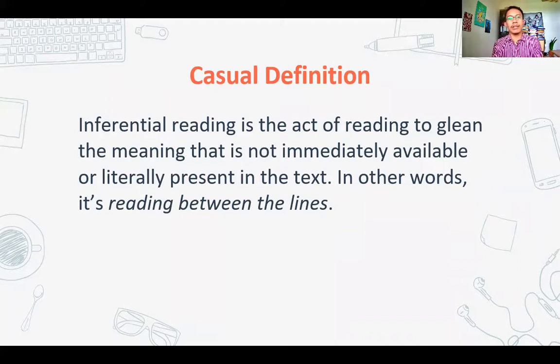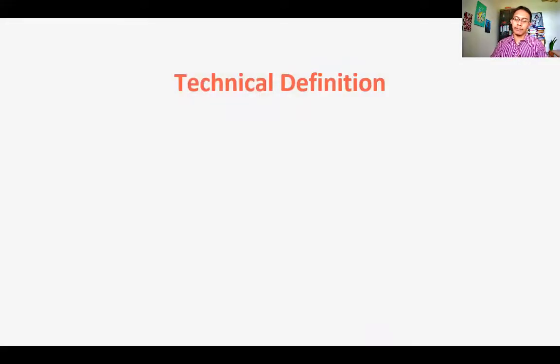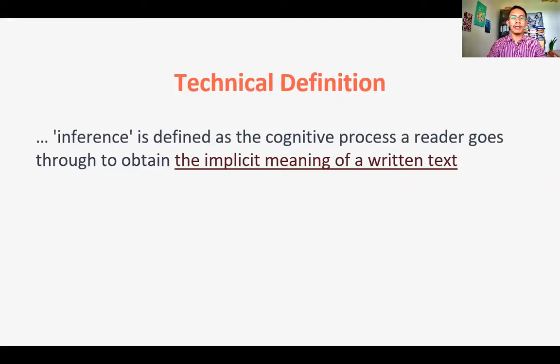However, casual definition is, I believe, not enough for you, right? You are all thirsty for knowledge. So I will give you this more technical definition. So technically speaking, the act of inferencing is actually defined as the cognitive process, the process in our brain when we try to obtain implicit meaning. And this implicit meaning is actually in the text, except that it's not immediately available. We need to do certain things to gain the implicit meaning. And how do we do that?